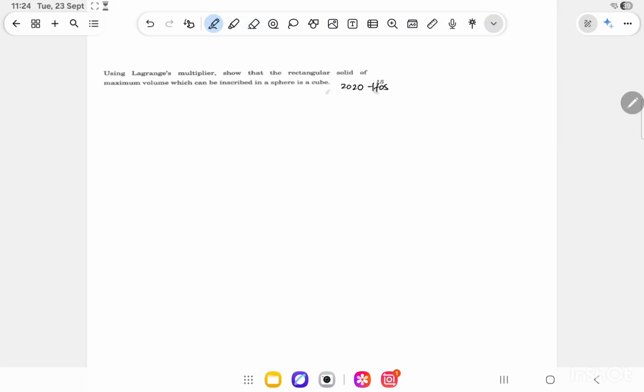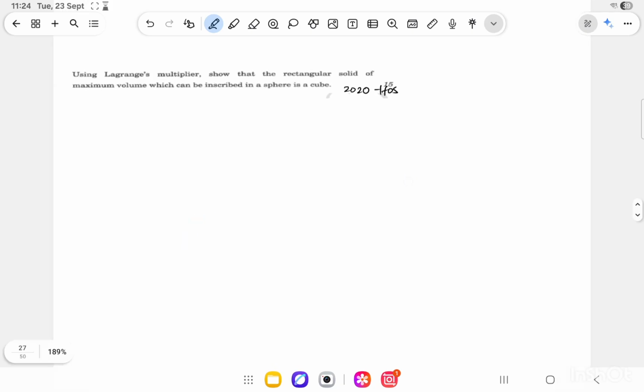So today let's discuss the remaining questions of Lagrange's multiplier method, and we'll try to wind up this topic in this video itself. So let's see the next question. This question says that using Lagrange's multiplier method, show that the rectangular solid of maximum volume which can be inscribed in a sphere is a cube.